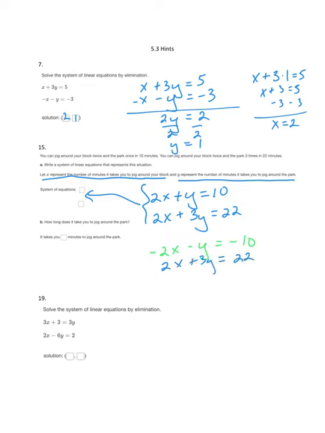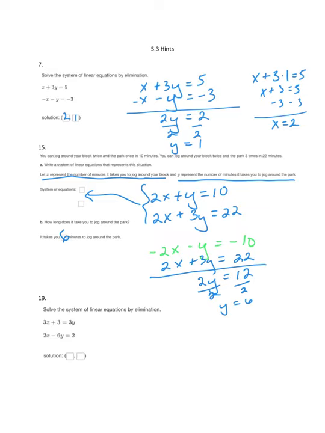Equals 22. And we'll go ahead and add: negative 2x plus 2x is 0, negative y plus 3y is 2y equals 12. Divide by 2, we get y equals 6. So it takes you 6 minutes to jog around the park.